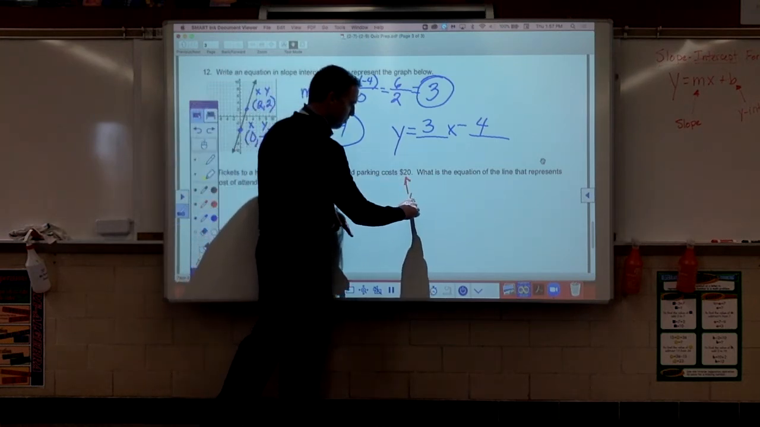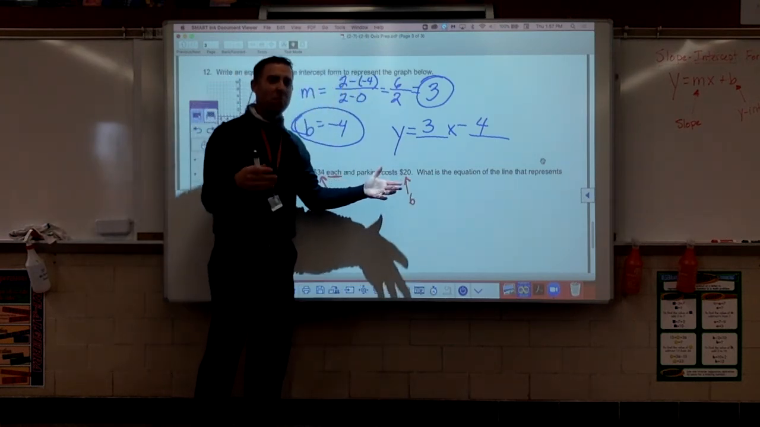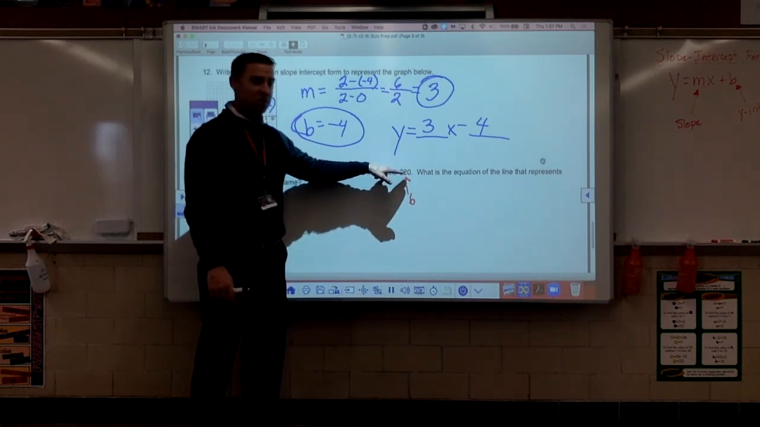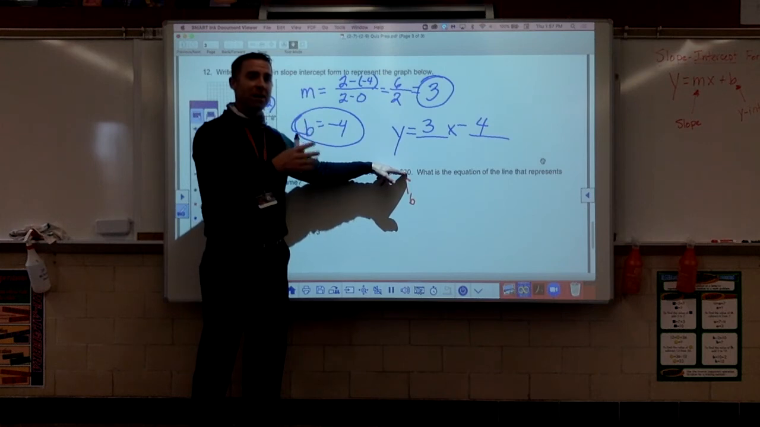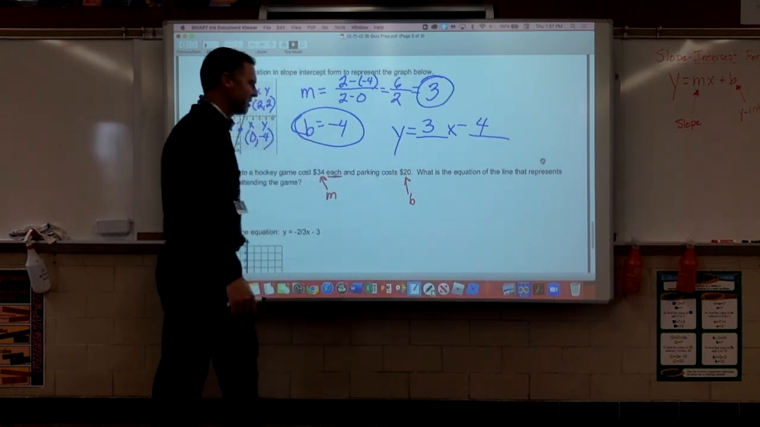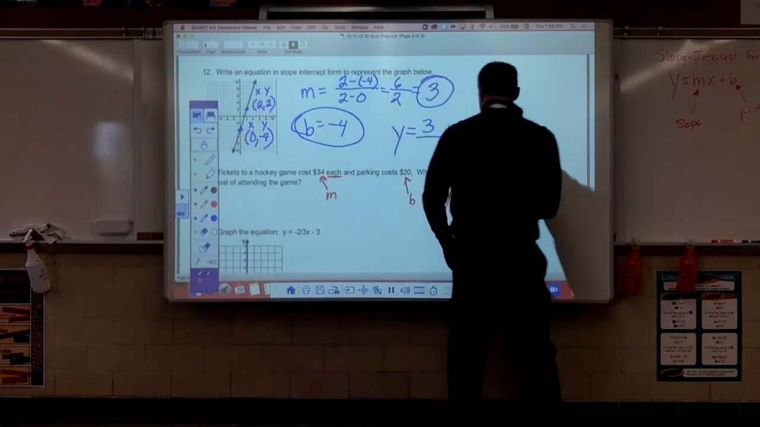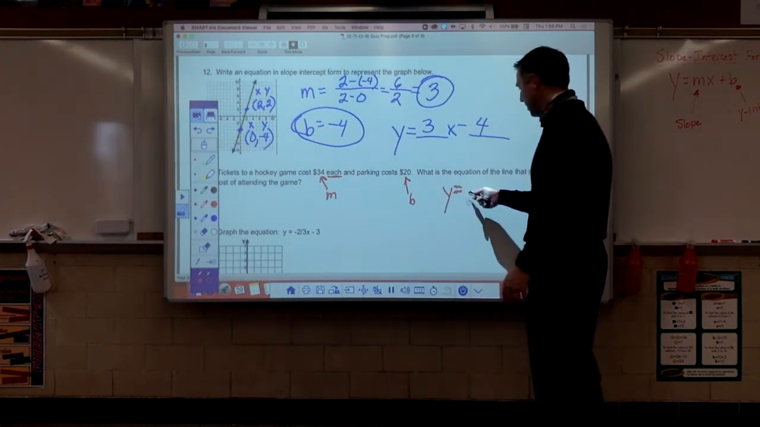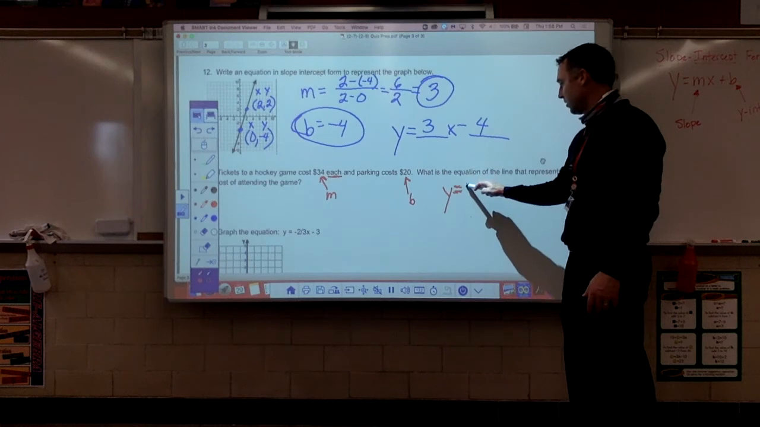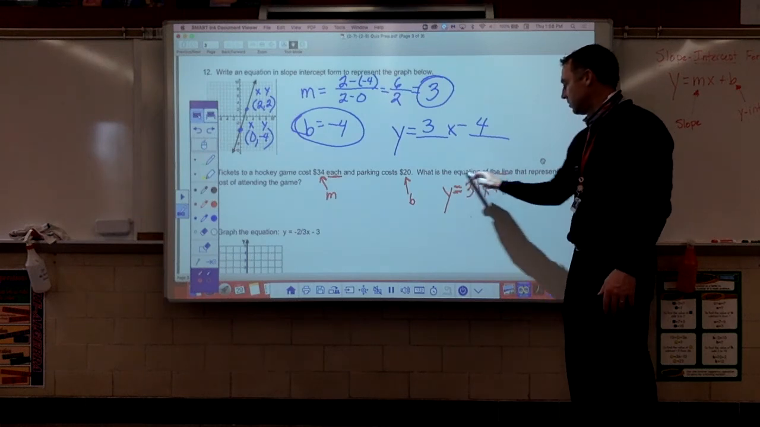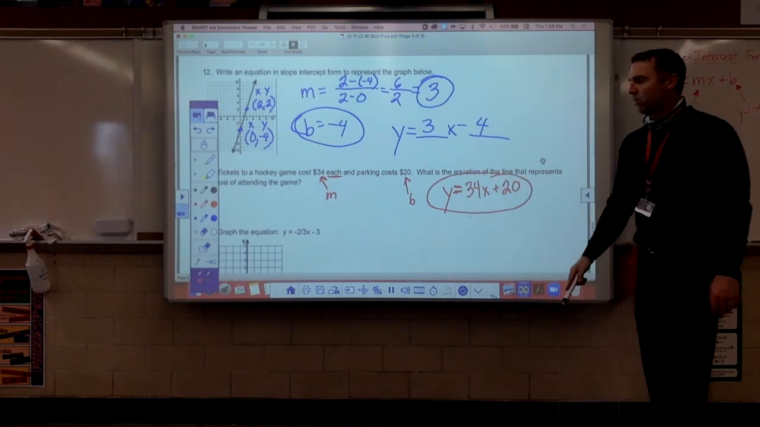This is going to be your B value. Remember, even if you don't buy any tickets, guess what? You've got to pay for parking. So it's going to cost you $20 even though you're buying 0 tickets. That stinks. Oh well. Might as well buy some tickets then. Put it in equation form. Y equals, put your slope here, 34x plus your y-intercept. 34x plus 20.